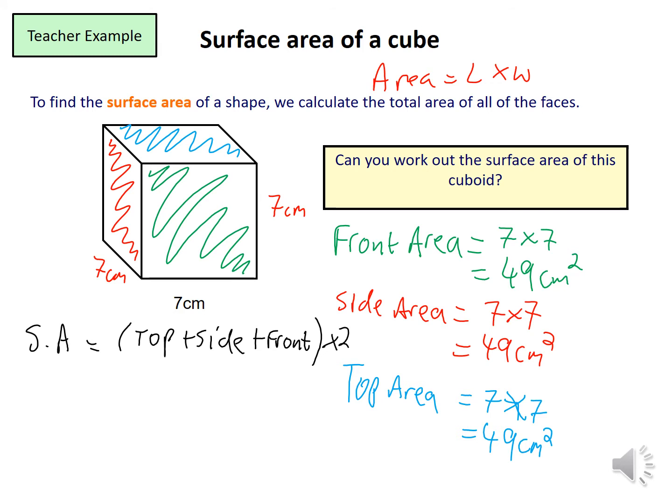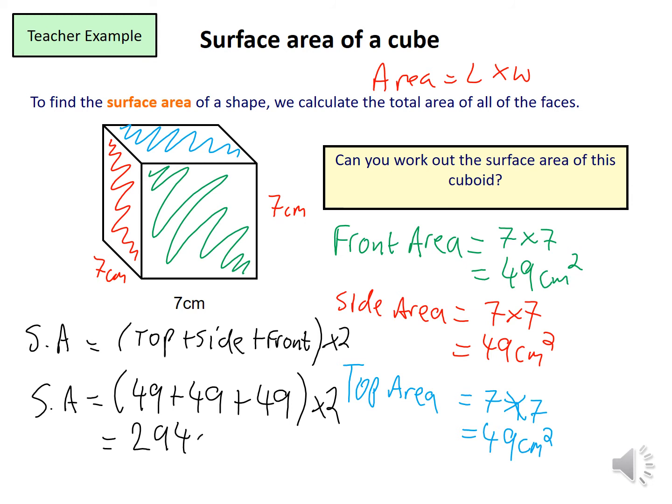So I'm going to take all those three sides and times it by 2, because in total we have 6 faces, yeah? So the surface area equals 49 plus 49 plus 49, times 2. So 49 plus 49 plus 49, times 2, will give us 294 centimeters squared. So our surface area for this cube is 294 centimeters squared.